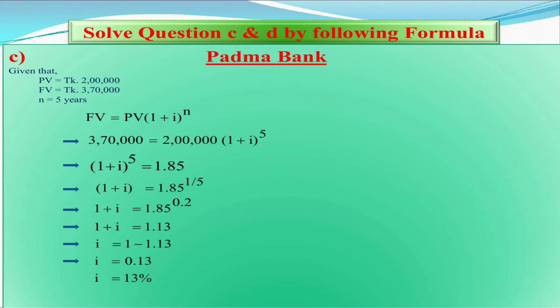Okay, let's see. Given that present value equals 2 lakh, future value equals 3,70,000 taka, and the number of years is 5 years. In case of Padma Bank, we need to write down the formula of future value. The future value here equals PV (1 + I)^n.